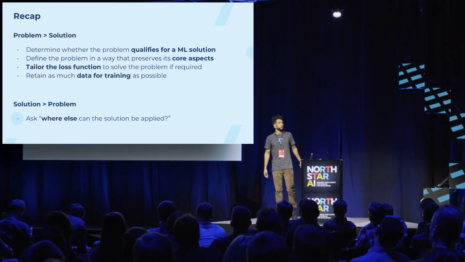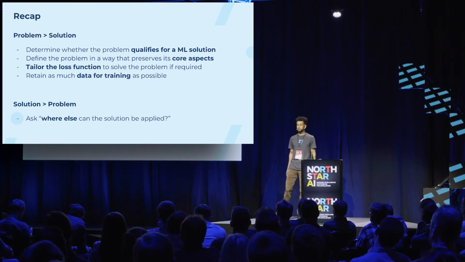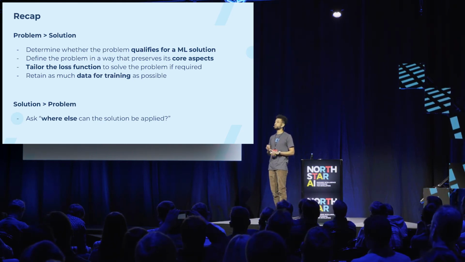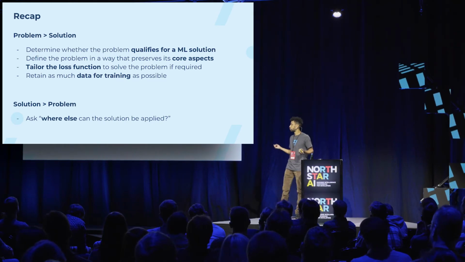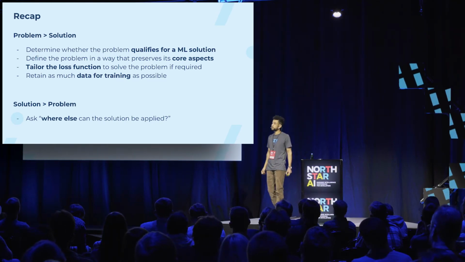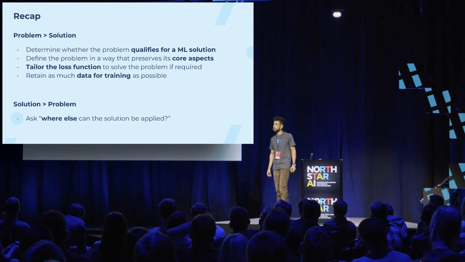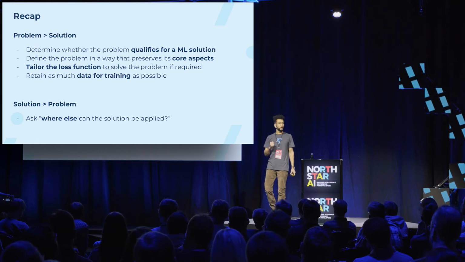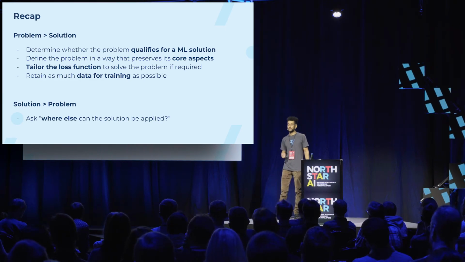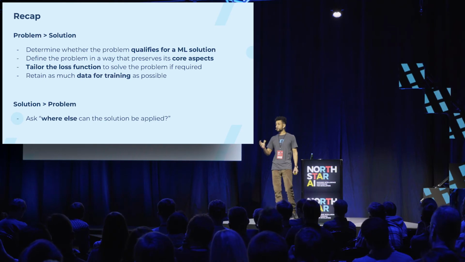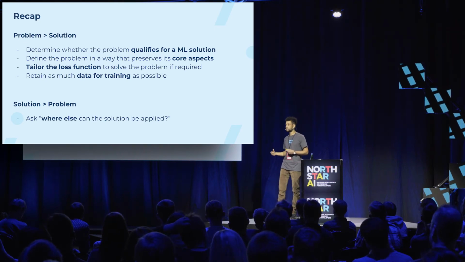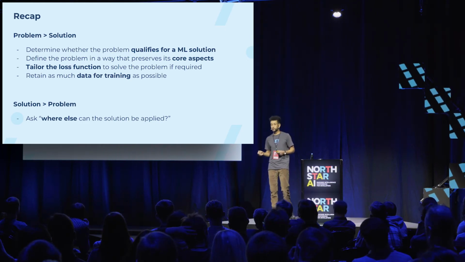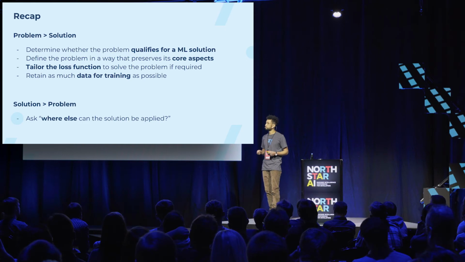Okay, so just to recap on what I've talked about today. When going from problem to solution, it's important to determine whether or not the problem first qualifies for a machine learning solution. Ask yourself those 3 questions. If you can answer yes to all of them, proceed. Define the problem in a way that preserves the core aspects of it. So don't modify your problem too much to make it easier to solve, if you can avoid it. And sometimes you have to tailor the loss function to solve these problems.